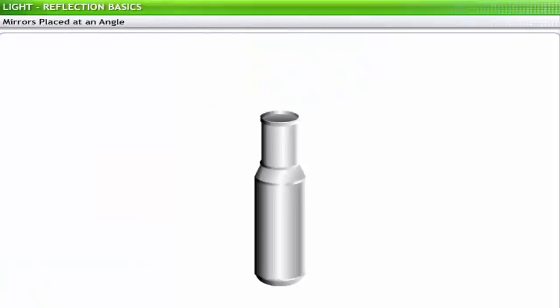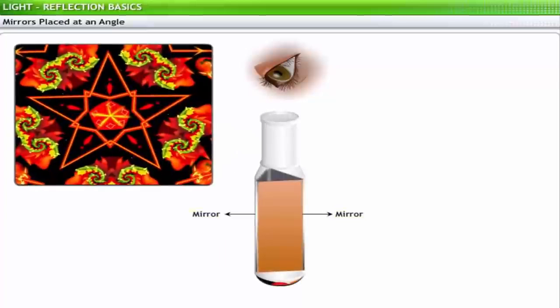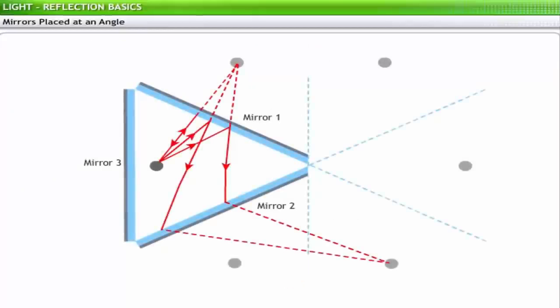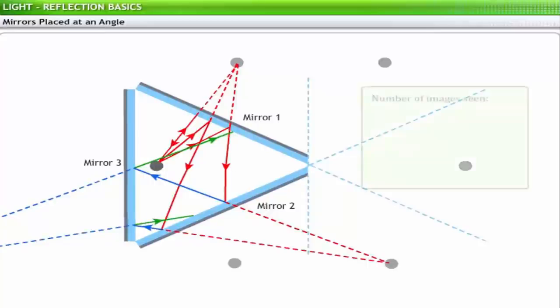Have you ever wondered about how images are formed in a kaleidoscope? A kaleidoscope uses 3 mirrors placed at an angle to produce multiple images. When mirrors are placed at an angle, the reflected ray from the first mirror is incident on the second mirror. The second mirror in turn reflects it back to mirror 3. Thus, multiple images of the object are formed.